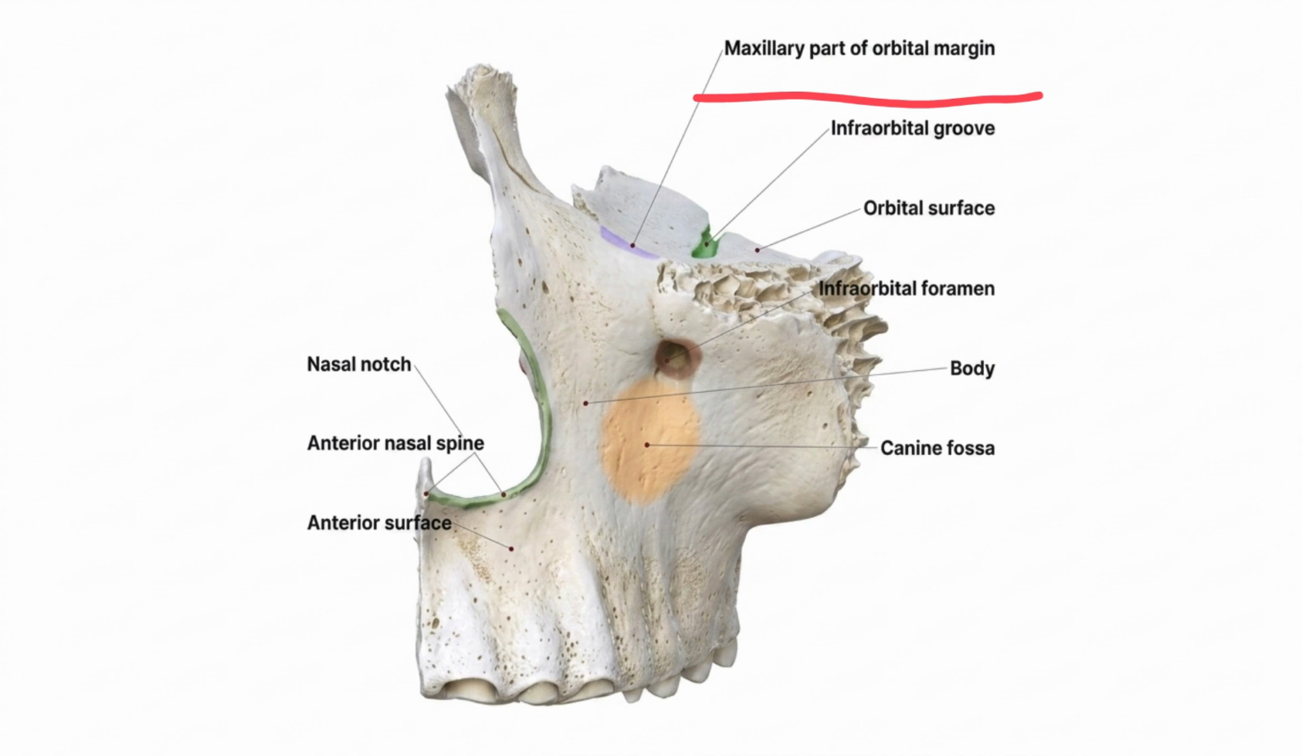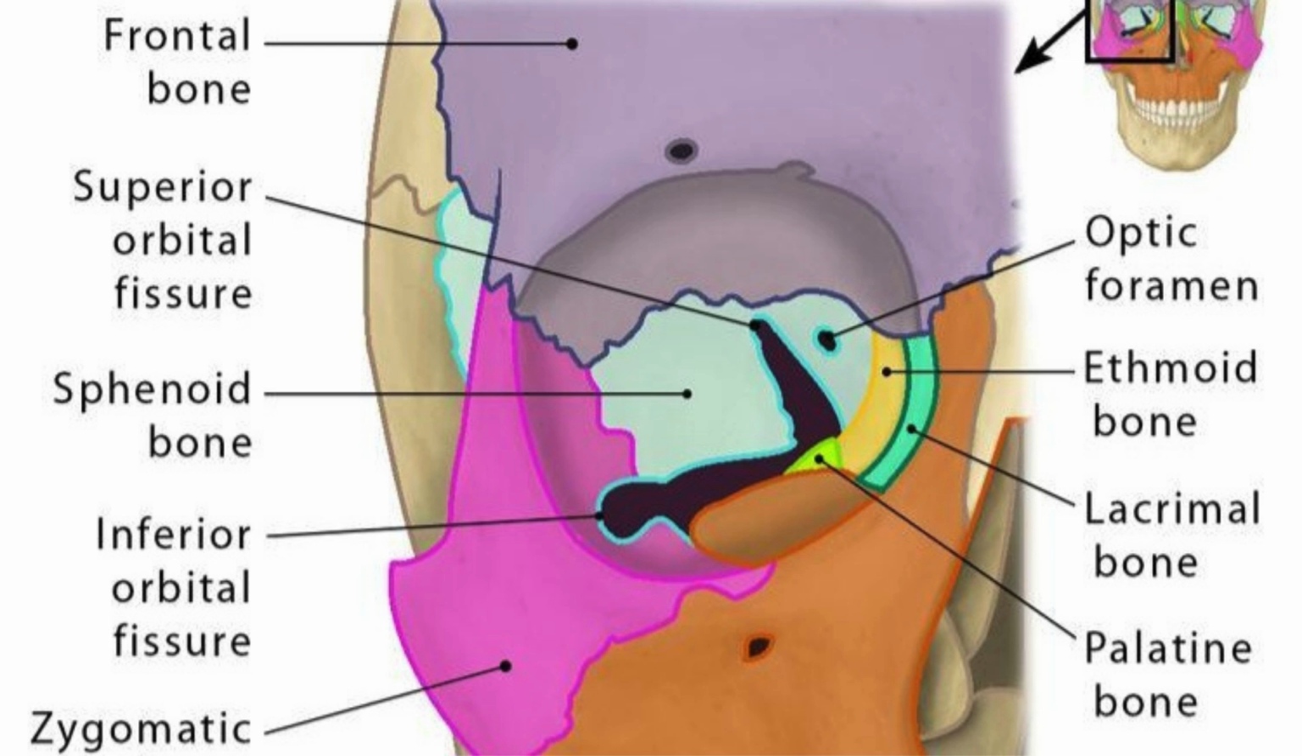Okay. Medially, it is continuous with the lacrimal crest of the frontal process. Okay. Posteriorly, it forms a part of the anterior margin of the infraorbital fissure. See the diagram. It is known as the infraorbital fissure. Its anterior margin is formed by the body of maxilla.